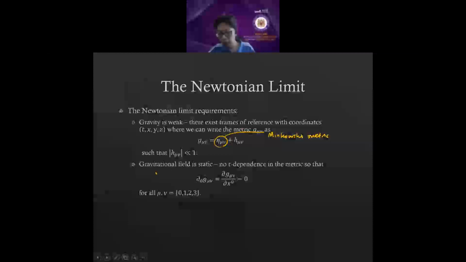The second condition is that the gravitational field is static. What this means is that there should be no t dependence in the metric, so that the derivative of the whole metric with respect to t must be equal to 0. And the third condition is that all particles are moving slowly. These are the three conditions that define the Newtonian limit.